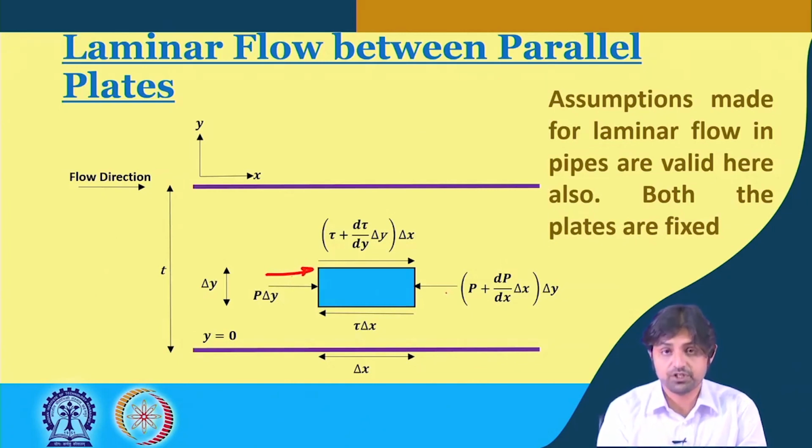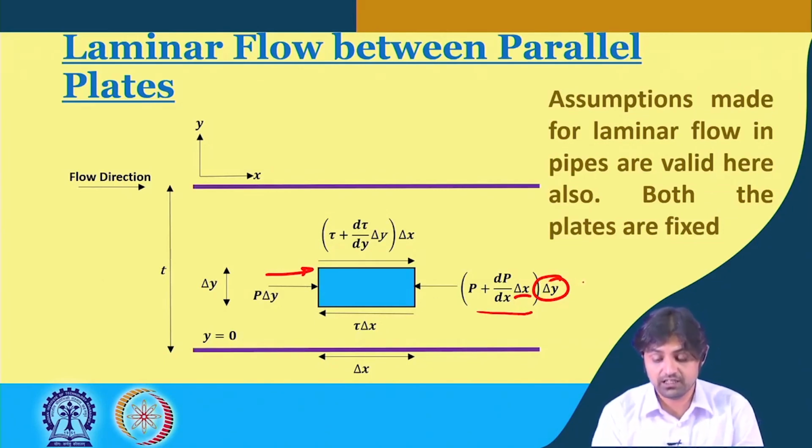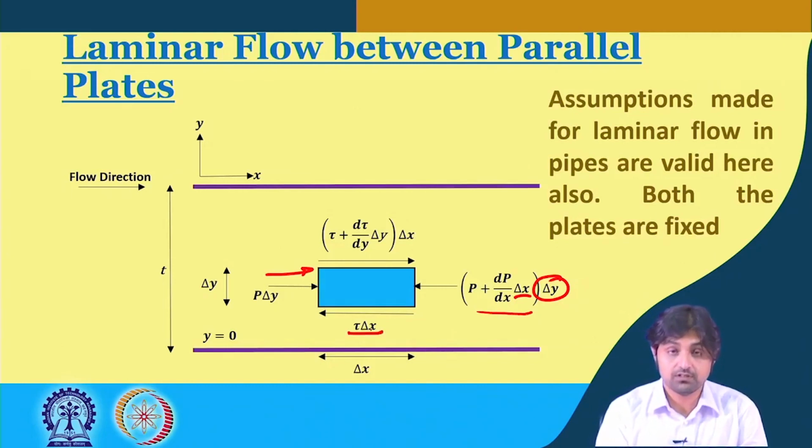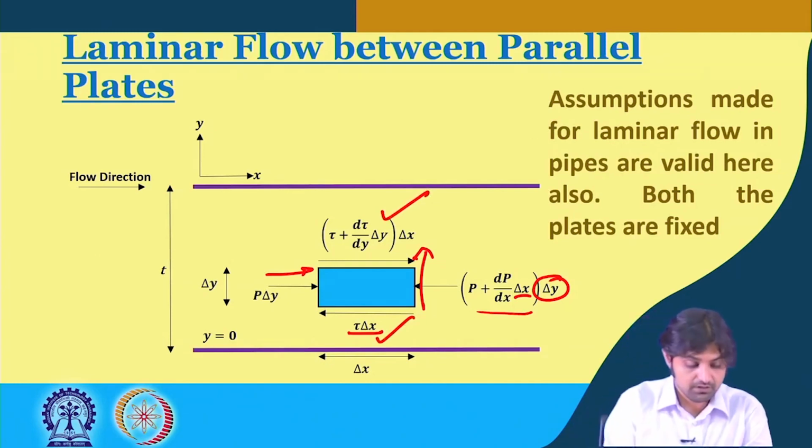If there is a pressure gradient dP/dx, then over the length delta x, the pressure will become P plus (delta P by delta x) into delta x. This will be multiplied by the area delta y into 1, because we have assumed a unit length in the other direction. Similarly, for the shear force, T delta x is the force per unit length, and if we assume that the shear stress is increasing in this direction by delta T delta y, this is the force in the other direction. Okay.